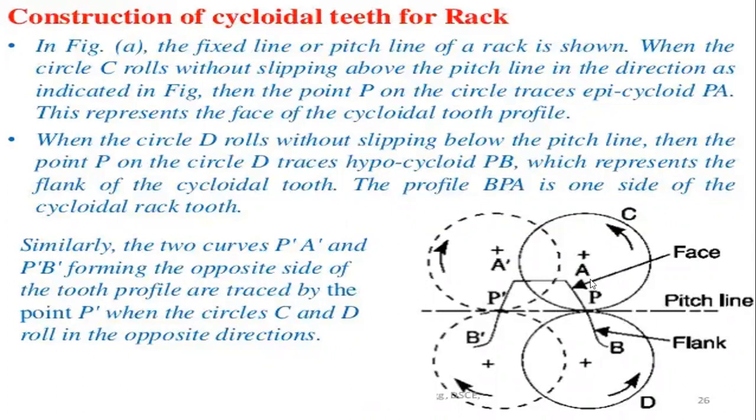Then the point P on the circle traces the epicycloid PA. So this is the point P which touches the pitch line with the surface of the circle. This is going to be traced out from the point PA, and this represents the face of the cycloidal tooth profile. So this represents the face of the cycloidal tooth profile.